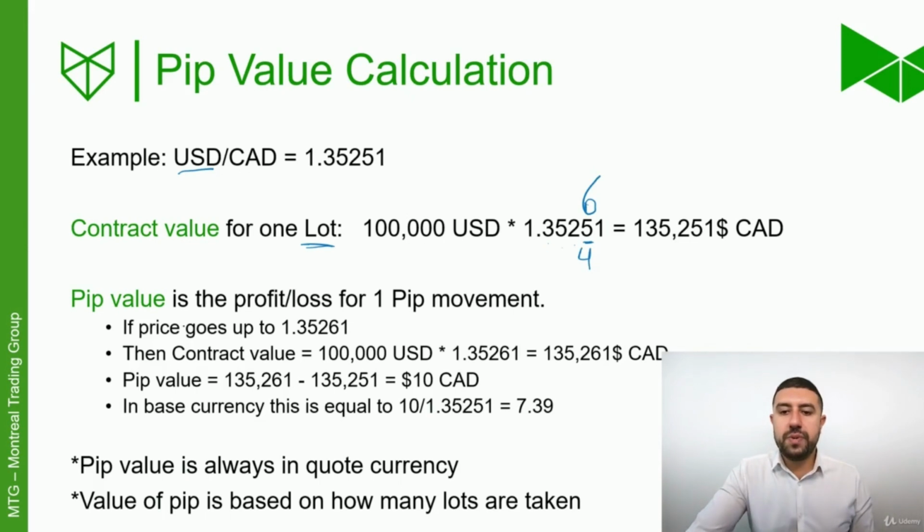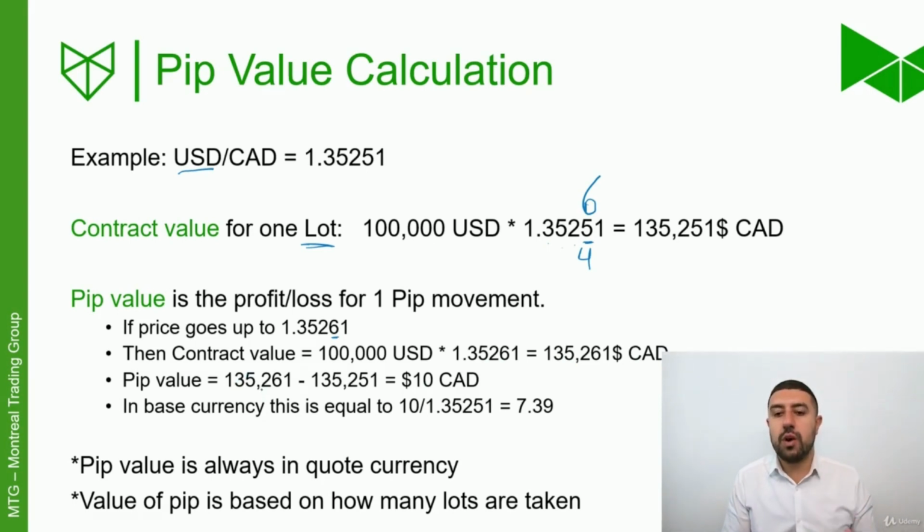Well, let's see. What would be the contract value if the price went up by 1 pip? So to 1.35261, well, the contract value would be 100,000 US times 1.35261, which gives us $135,261.